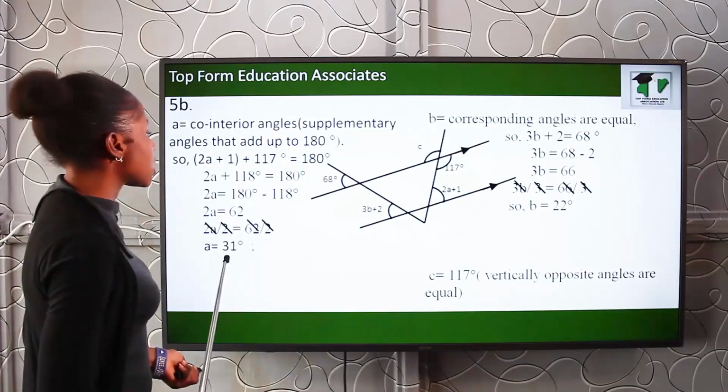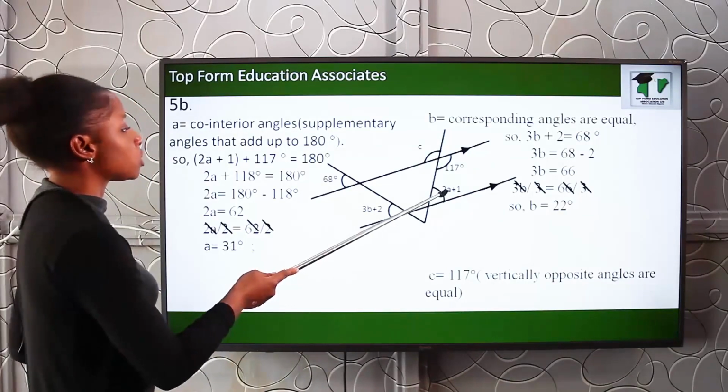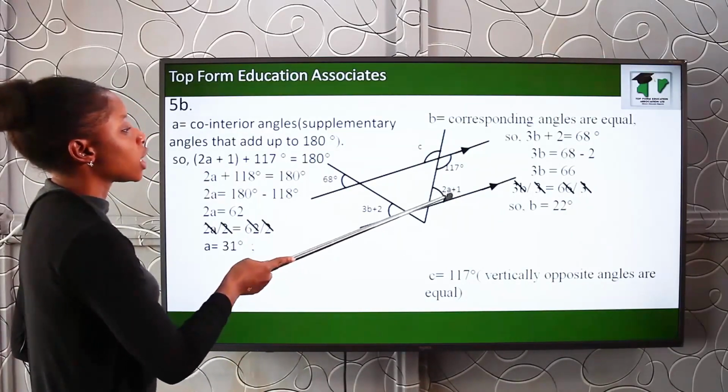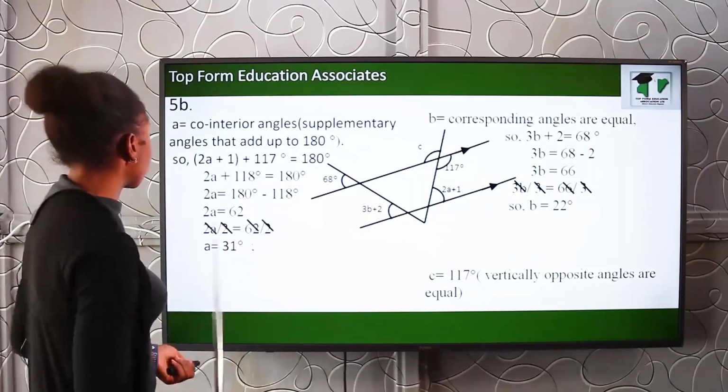Now our final answer here is 31. To check if your answer is correct, just substitute 31 into this value, multiply by 2, add to 1, and add the 2. If it gives you 180 degrees, you are correct.